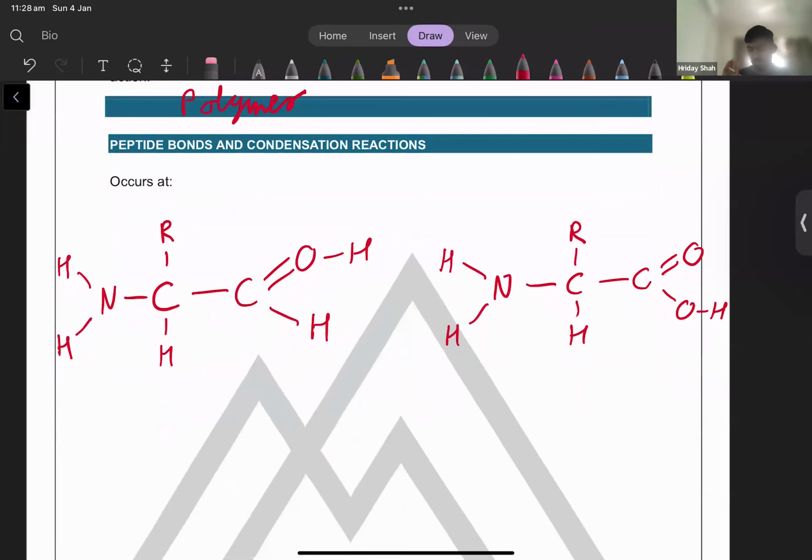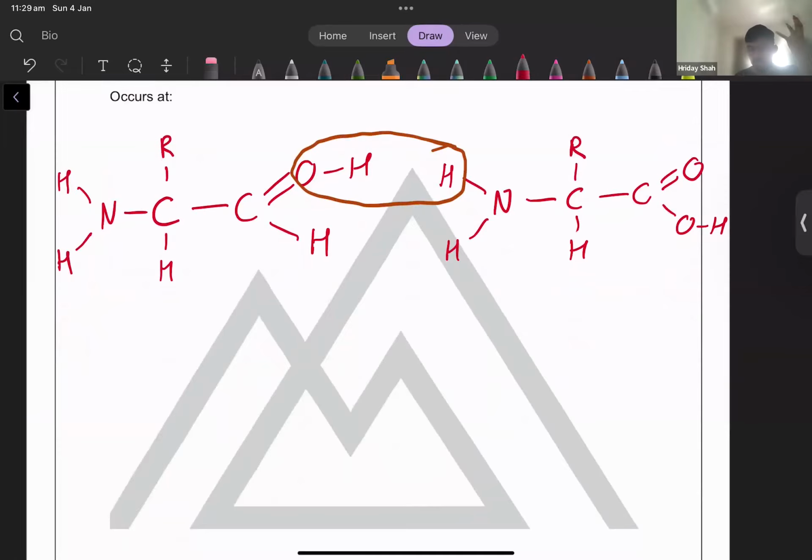So we'll get two distinct amino acids. Now, the hydroxyl, so the OH on the carboxyl group from this amino acid, and a single hydrogen from the amine group on this amino acid are going to combine together. So if they combine together, what is that? Two hydrogens, oxygen, H2O, that's water. So we secrete H2O.